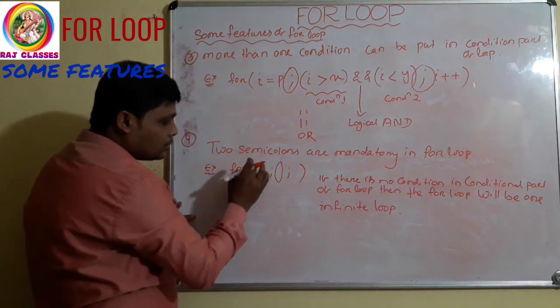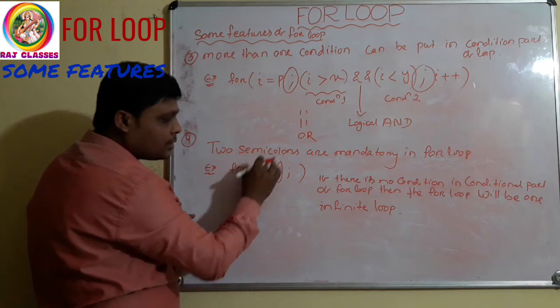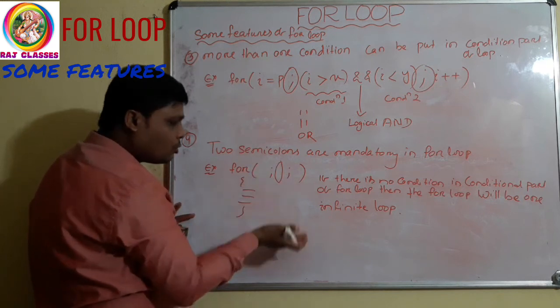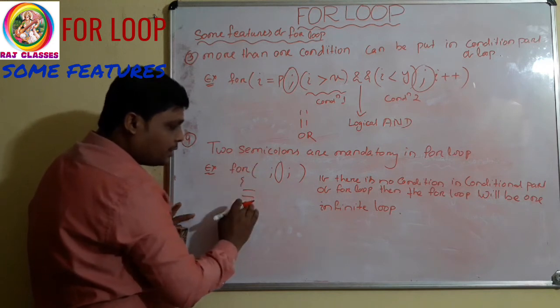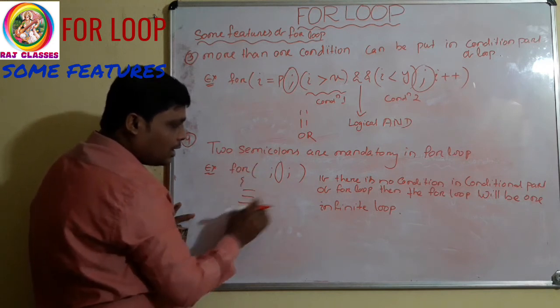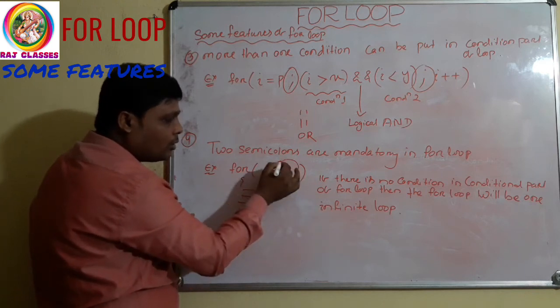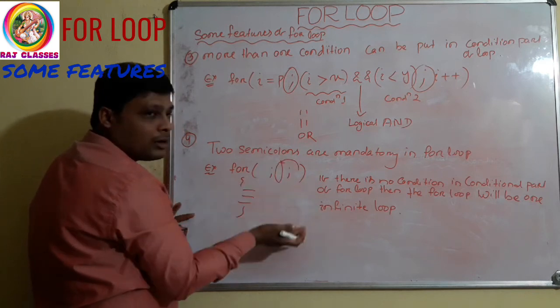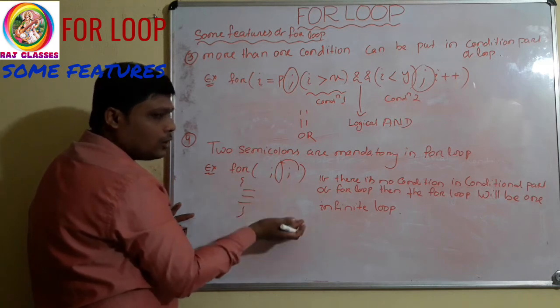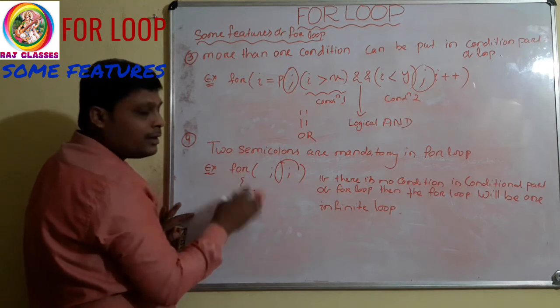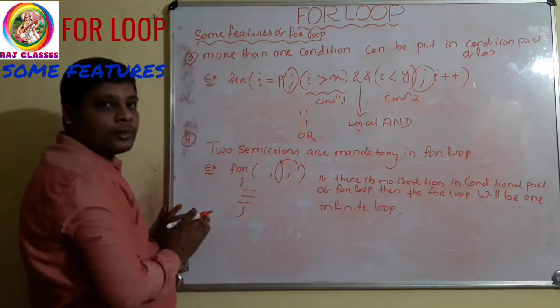Just see. Suppose the first time, there is no initialization, so it will go to what? The conditional part. There is no condition, which means true. It will execute these statements. The body of the for loop will execute. Again it goes to the increment or decrement part. There is no increment or decrement part. Again it will go to which part? The condition part. There is no condition, so it is always true. Again it will execute, the same way again and again. It will be one infinite loop.